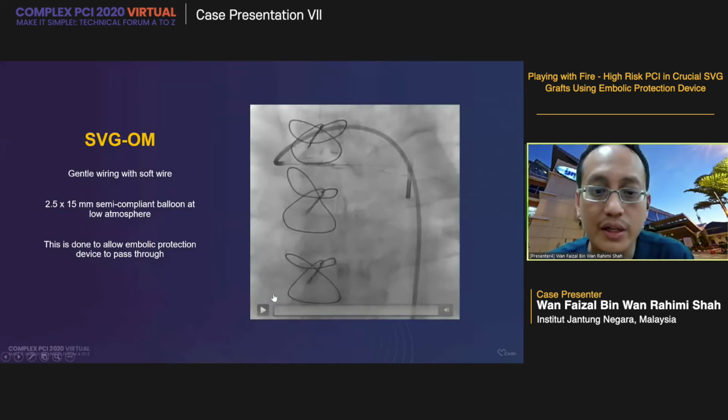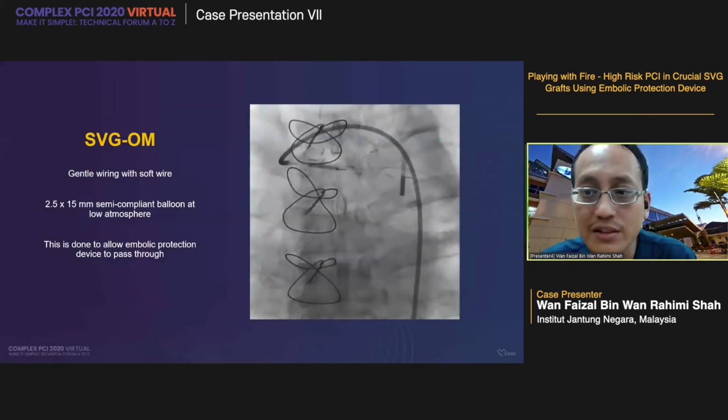Here, I don't have the wiring of the vessel, but we used a gentle wiring. Now, this is a very tight stenosis. At the same time, there's a thrombus there. So we used a 2.5 times 15 millimeter semi-compliant balloon dilated only to 4 atmospheres, just to allow the device to pass. That's it. It's not to dilate the vessel at all.